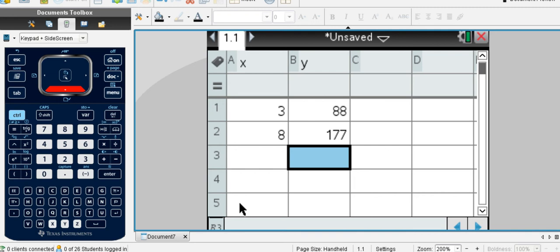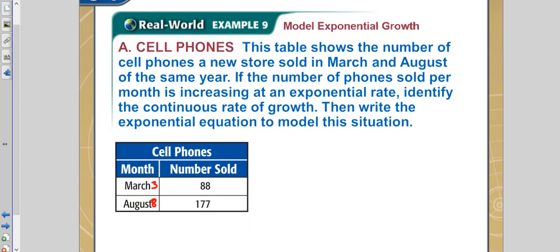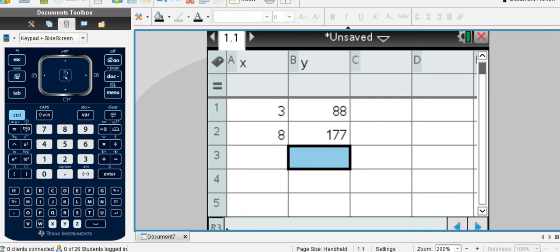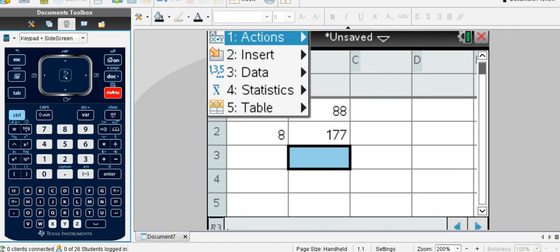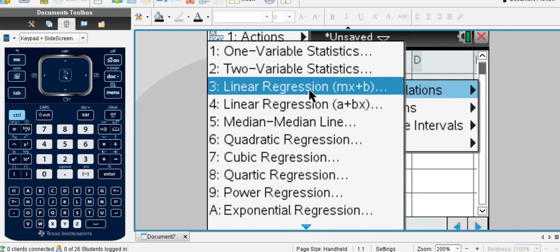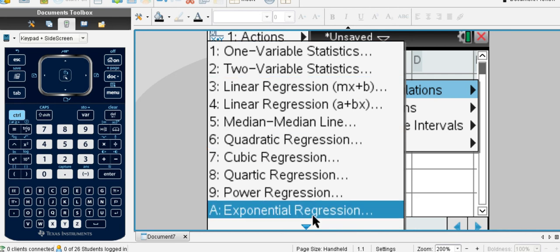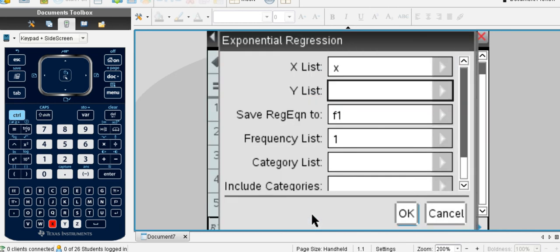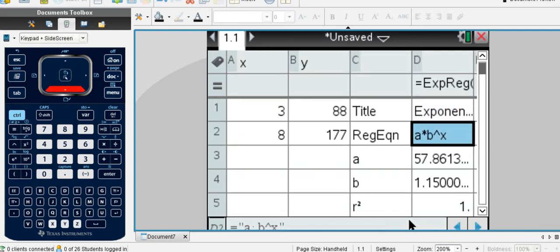Now it says find an exponential model in the problem. If you remember, it said over here, find an exponential model. So when we do our regression, we're going to look for exponential. So we come back over here, and we press menu, and we choose statistics, stat calculations. We're going to choose exponential regression. Now after you choose it, you must put X for X list, Y for Y list. It'll save the answer to F1. And also over here you can get your answers.